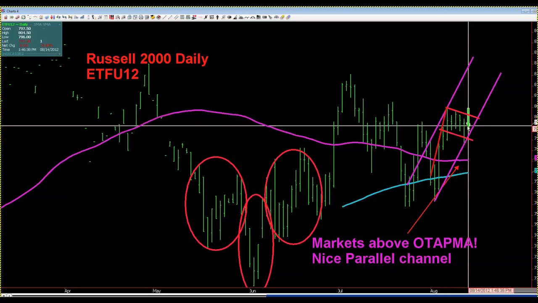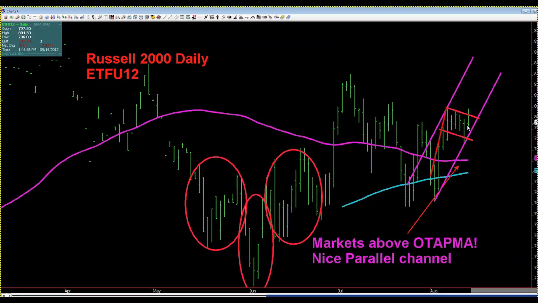The daily bar right now looks like a down day, but the day is only halfway through. Have patience. Let's see what this market actually has for us in store before the day is over. But right now you're looking at a flag inside of a parallel channel in your Russell. Another pretty strong look, in my opinion.